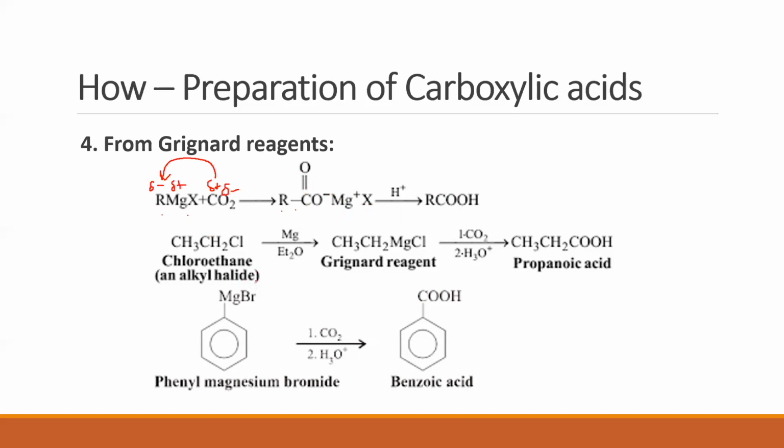Now you can see a carboxylic acid here. Can you see a carboxylic acid? Yes, you can see a carboxylic acid here. All I need to do to ensure that I get the carboxylic acid is introduce H plus. So that's what we're going to do in the next step. In the next step, H plus is added such that this becomes RCOOH. Got that? And if I had taken water here, MgXOH would have been the other product.